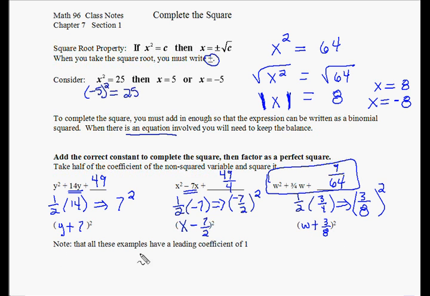For these examples that I've done right now, the leading coefficient is 1. This process is going to get a little bit more complicated when we change that leading coefficient for the squared term to being a number. Stay tuned and go to the next example.